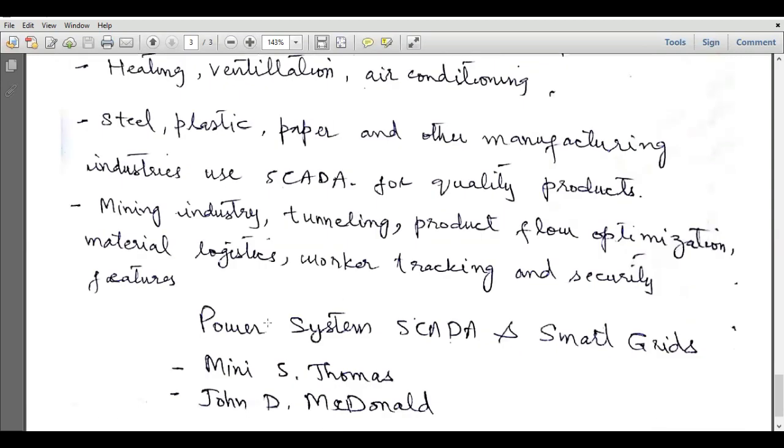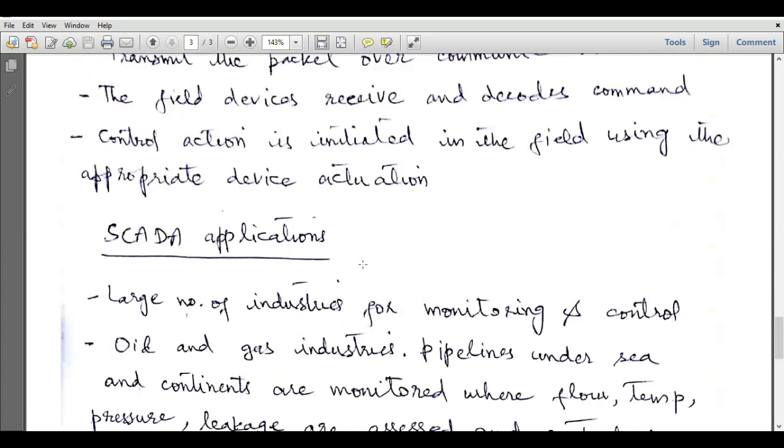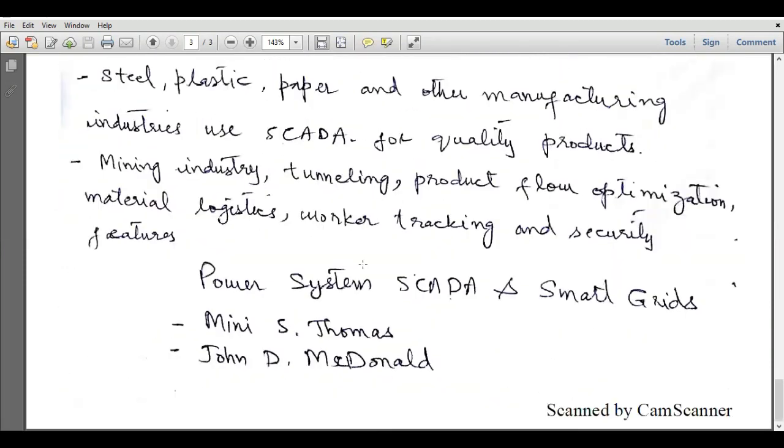And for studying SCADA systems in detail, I recommend this book, Power System SCADA and Smart Grids, by Mini S. Thomas and John D. McDonald. So that is all about the brief discussion on SCADA systems.